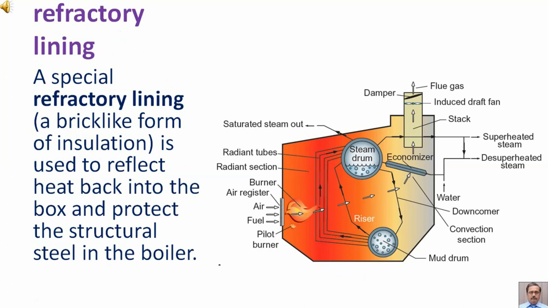Refractory lining. A special refractory lining, a brick-like form of insulation, is used to reflect heat back into the box and protect the structural steel in the boiler.